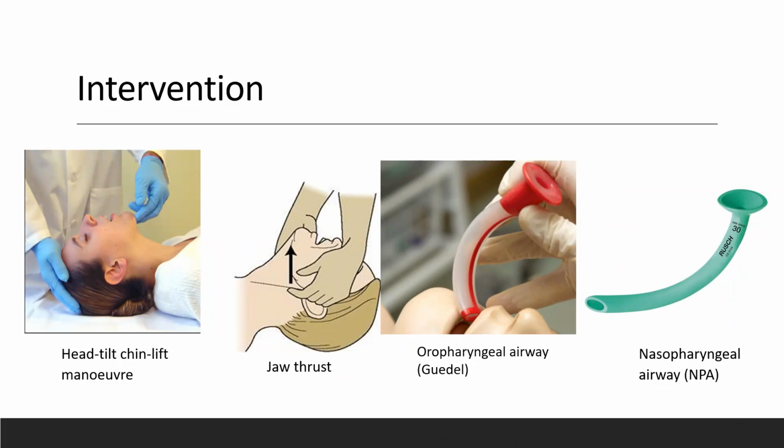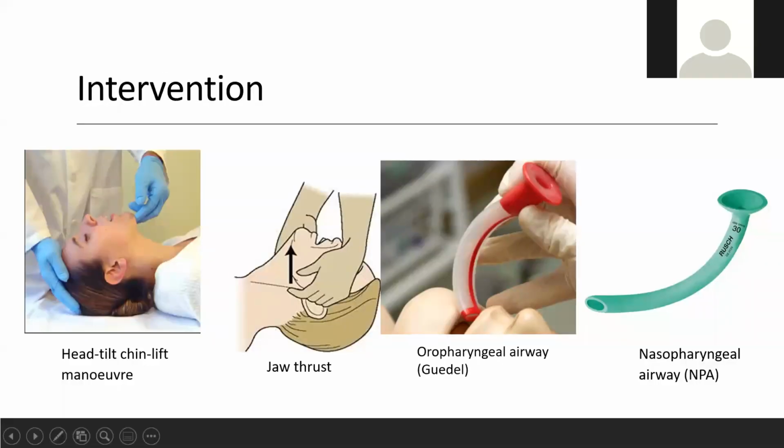Okay, so yeah, a base of skull fracture. If the patient has a fracture of the base of the skull, you don't want to insert a nasopharyngeal airway. That's because there's a small risk, but nevertheless a risk, that it can possibly go into the cranial vault. So in that case, you wouldn't do a nasopharyngeal airway.